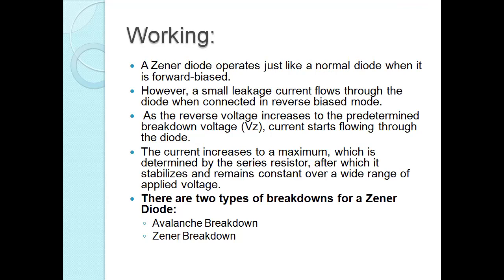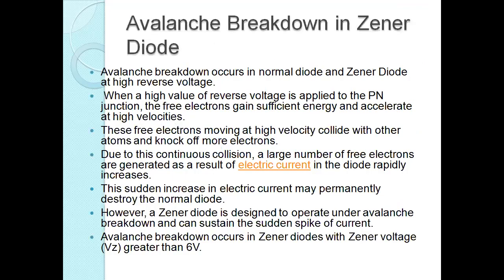There are two different types of breakdown mechanisms that happen in a Zener diode. Those are avalanche breakdown and Zener breakdown. Avalanche breakdown is the same as the breakdown voltage in a normal PN junction diode. Avalanche breakdown occurs both in a normal diode and also in a Zener diode at very high reverse voltages.